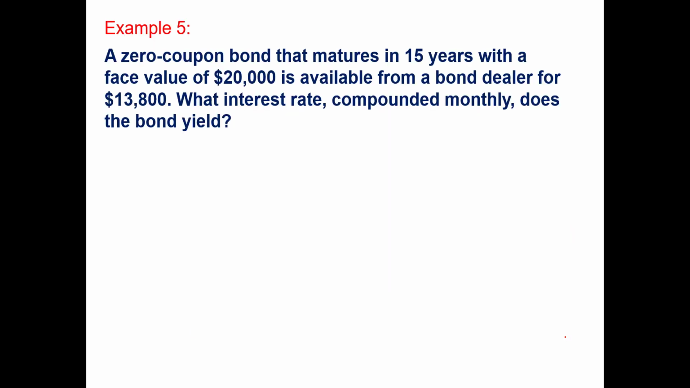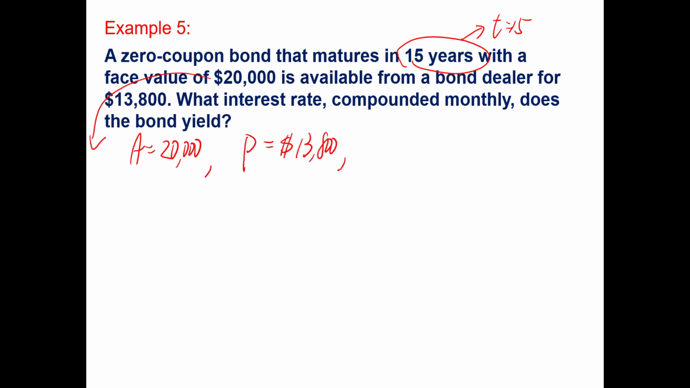Okay. So now the last example, number 5: a zero coupon bond that matures in 15 years. So time t is equal to 15 with a face value of $20,000. It's available from the bond dealer for $13,800. So that's the present value of the bond, $13,800. And then we're looking for the interest rate, and the compounding period is 12. The only thing we don't know is the rate. We're solving for that. So now we apply the formula one more time.